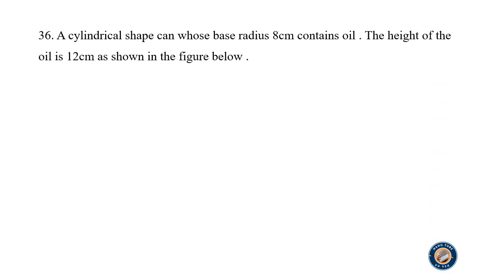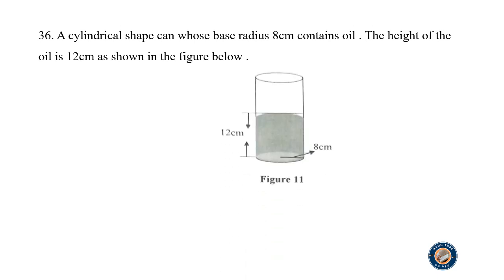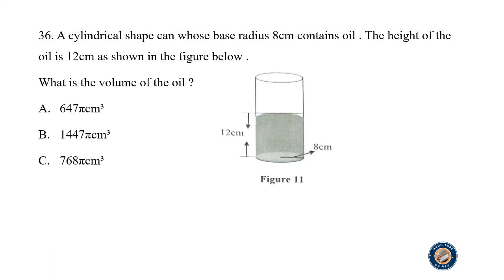Question number 36. A cylindrical shape can, whose base radius 8 cm, contains oil. The height of the oil is 12 cm, as shown in the figure below. What is the volume of the oil? A. 647 pi cubic centimeter. B. 1447 pi cubic centimeter. C. 768 pi cubic centimeter. D. 1152 pi cubic centimeter.